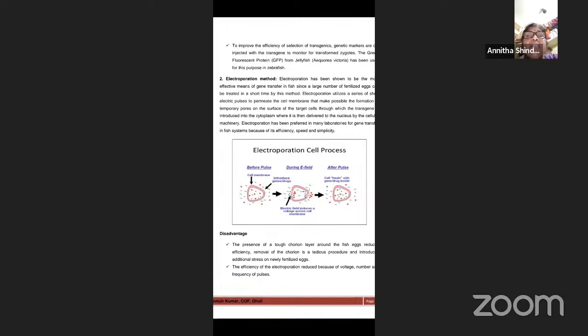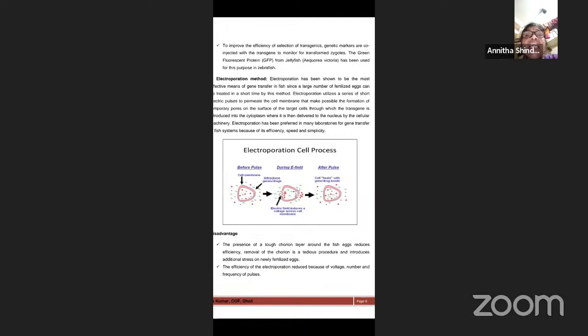So when the temporary pores are developed on the surface of the target cells, you can easily introduce the transgene into the cytoplasm. Once the transgene is introduced into the cytoplasm, from there it will be delivered to the nucleus by the cellular machinery. Are you understanding? So what is electroporation?